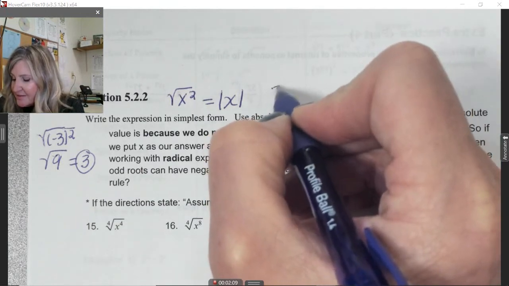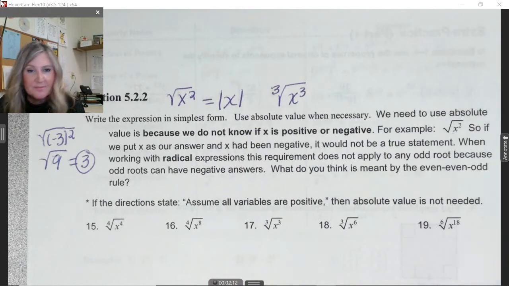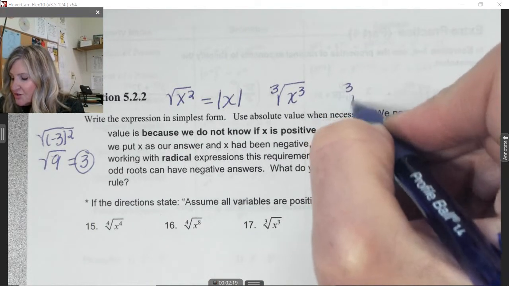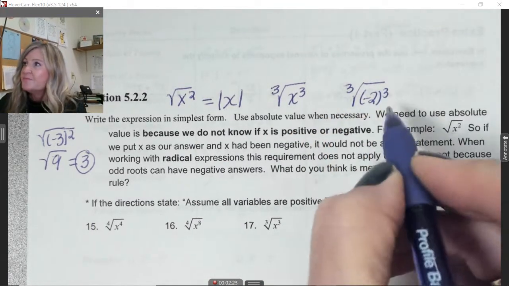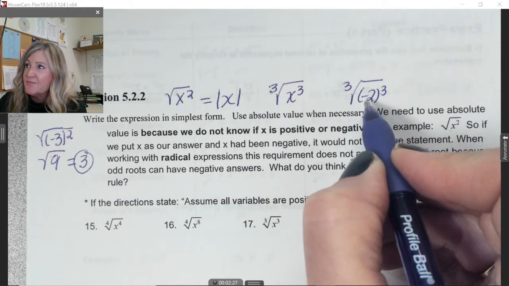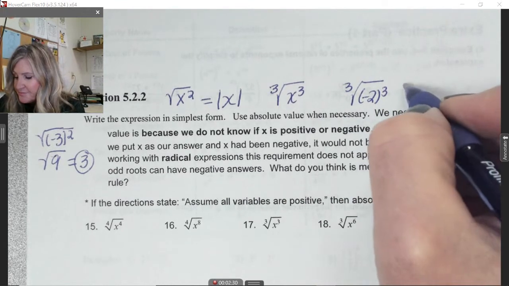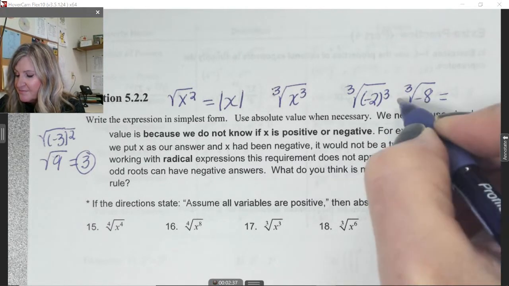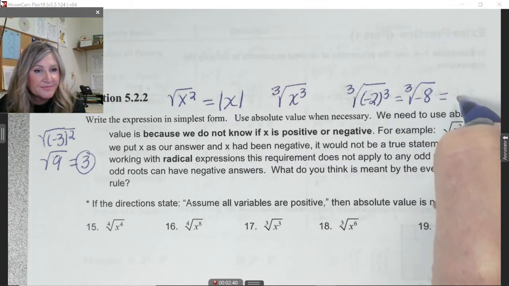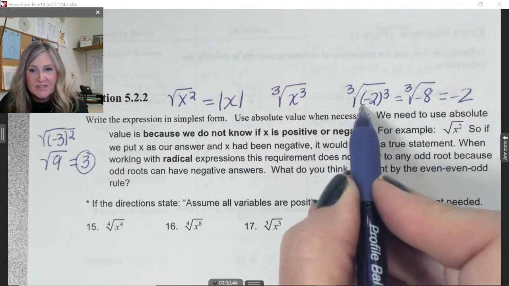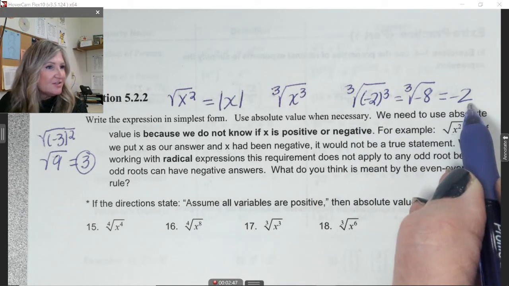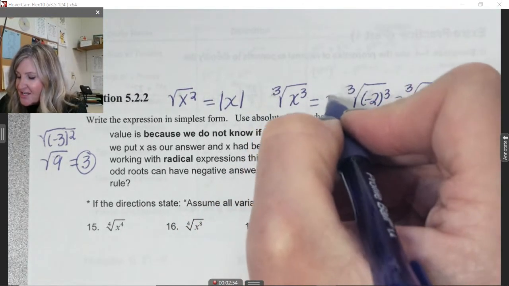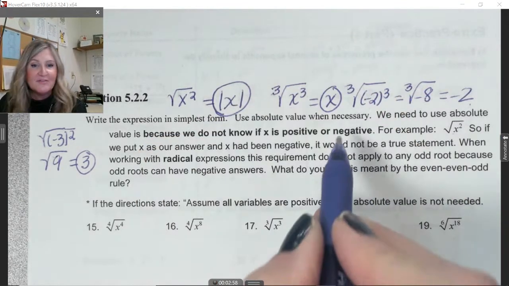Let's talk about now if we take the cube root of x to the third. Would we need absolute value? Well, let's check it out. Let's do the cube root of -2 cubed. X in this case is -2. What is -2 cubed? -8. What is the cube root of -8? -2. So when our x was -2, was our answer still -2? Yes. So when we take the cube root of x to the third, that is just going to be equal to x. I'm not going to have to use absolute value.